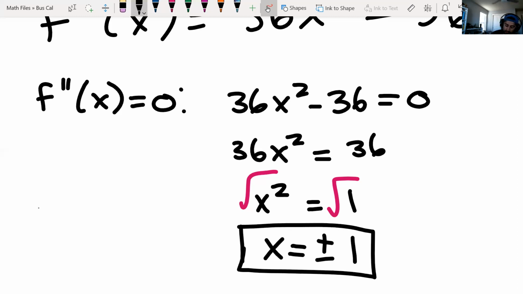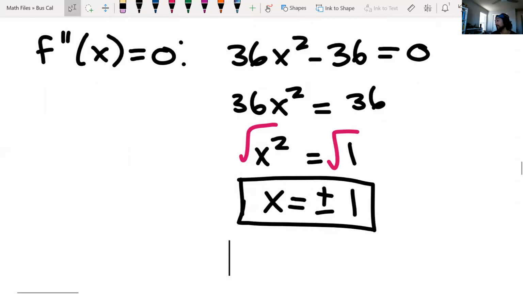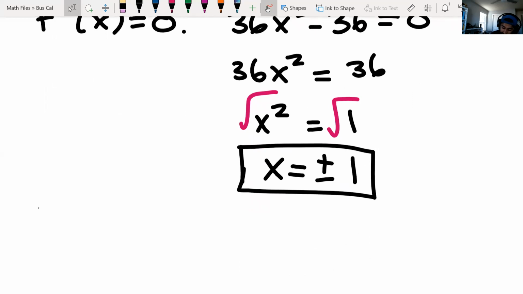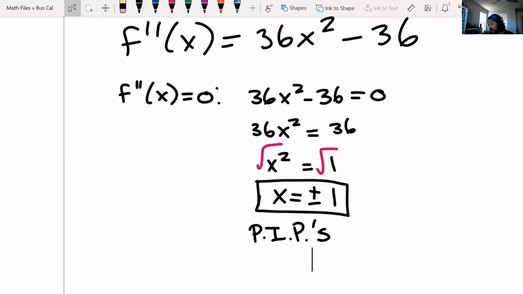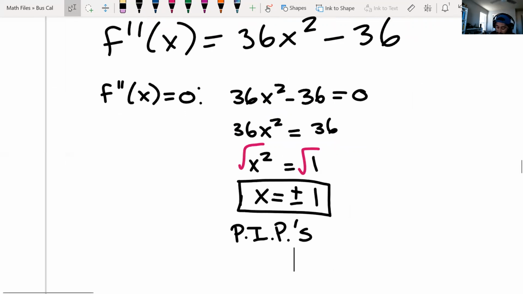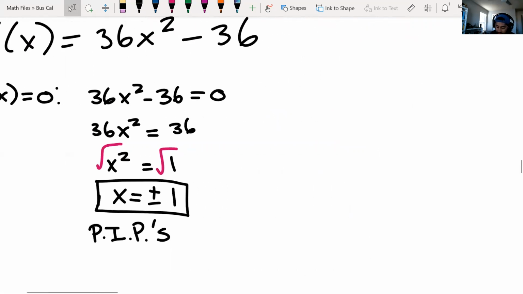The square root of 1 though, right? Or just 1? Well, what is the square root of 1? You're right. All right. Since this is from the second derivative, these are called my possible inflection points, my PIPs. They're not actual inflection points until we prove them on the sign chart, which comes next.